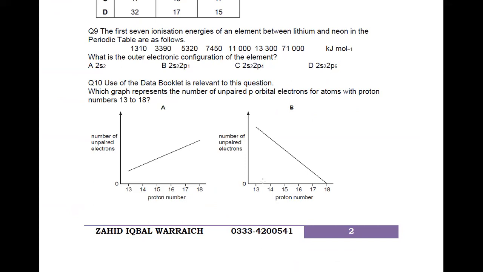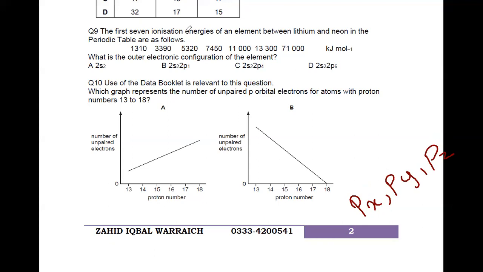Which graph represents the number of unpaired p orbital electrons for atoms with proton numbers 13 to 18? Unpaired p electrons, what do I mean by that? Do you remember when I told you that our orbital is going to be px, py, and pz? When we're filling the electrons, first the electron will go to x, then to y, then to z. And if you add more electrons, they will go again to x, then y, then z. Remember I told you that?